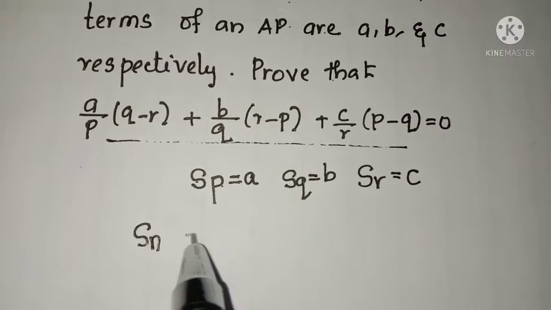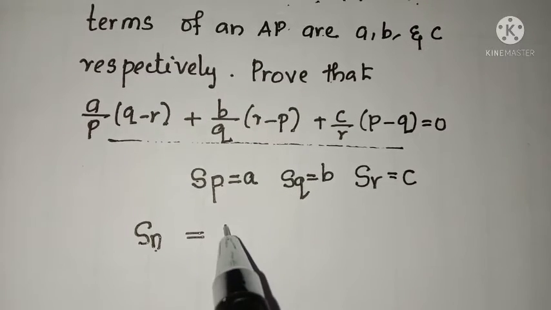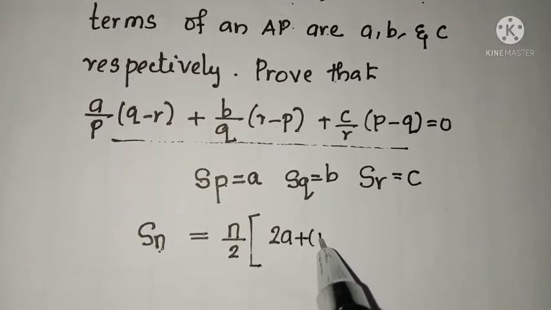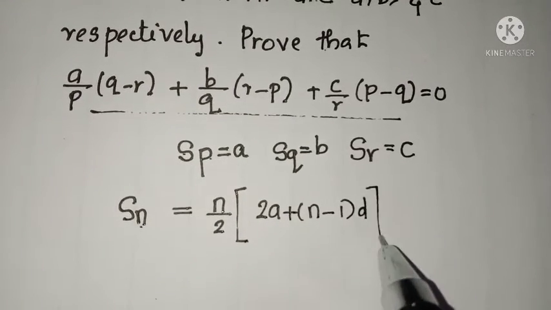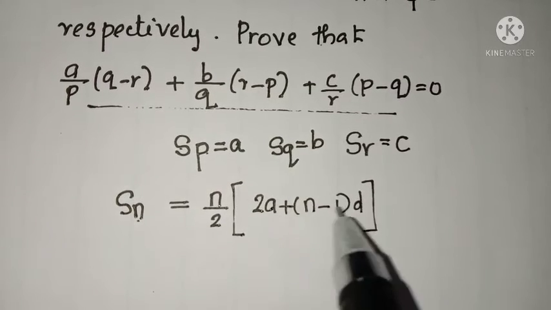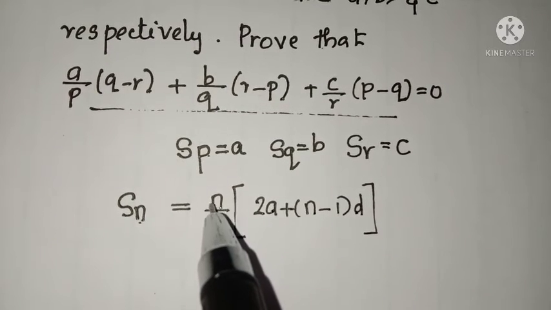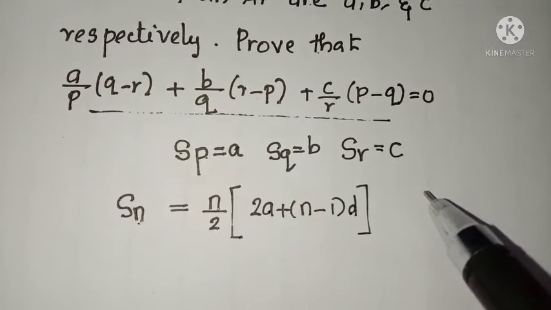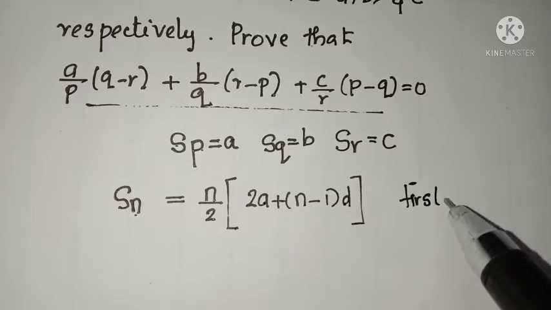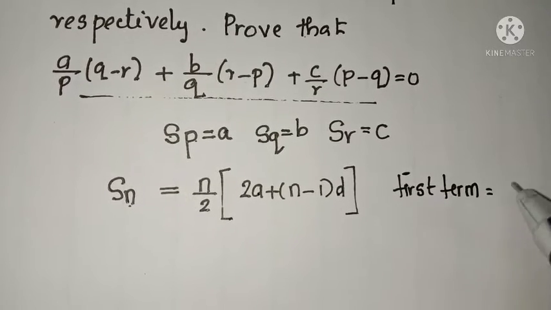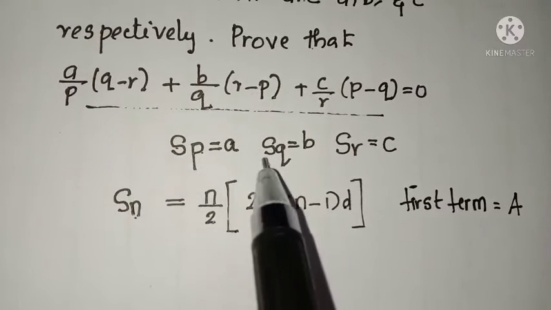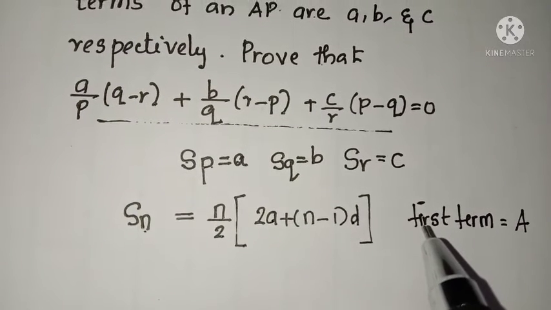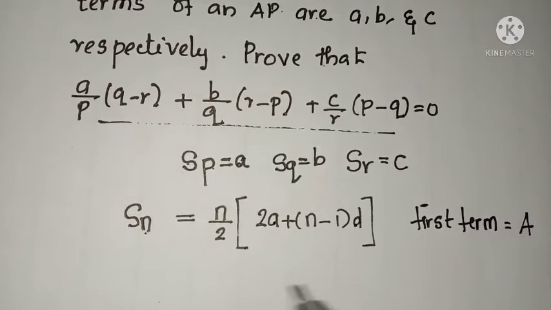So, we already know the sum to n terms: Sn equals n by 2 into (2a plus (n minus 1) into d). Here a is the first term, d is the common difference and n is the number of terms. Already A is given, so let us take the first term as capital A, to avoid confusion between small a and capital A.